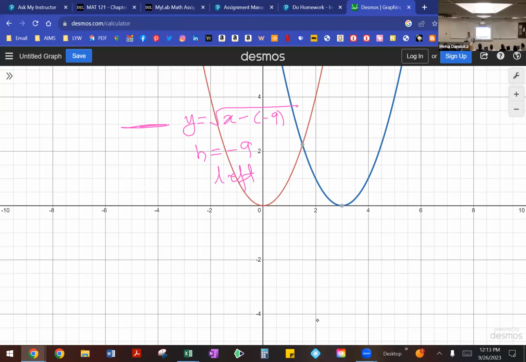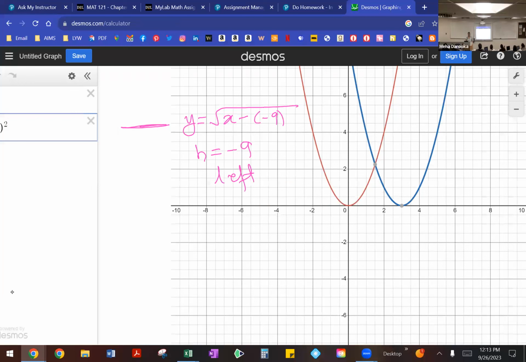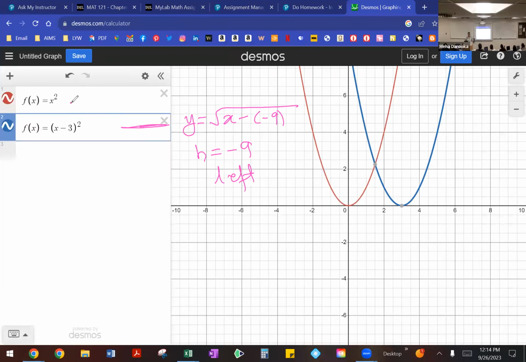Let's graph them. So we are going to do square root.